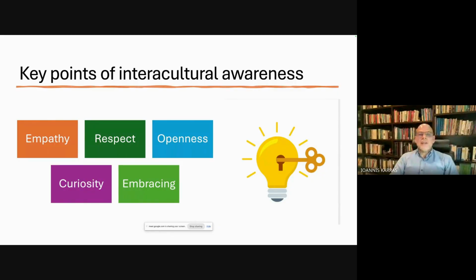Now, when we talk about intercultural awareness, sorry for the spelling there, some of the key aspects in intercultural and cultural awareness are empathy, respect, openness, curiosity, and embracing. So during our approach to language teaching and language learning and the use of fairy tales, for example, these are some of the notions we should aim for, helping our students cultivate their empathy and their respect and an attitude of openness and non-judgment, curiosity, and embracing. And I would like to take a quick look at what all these notions entail.